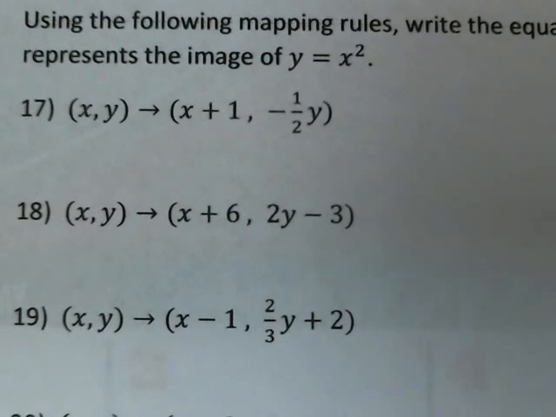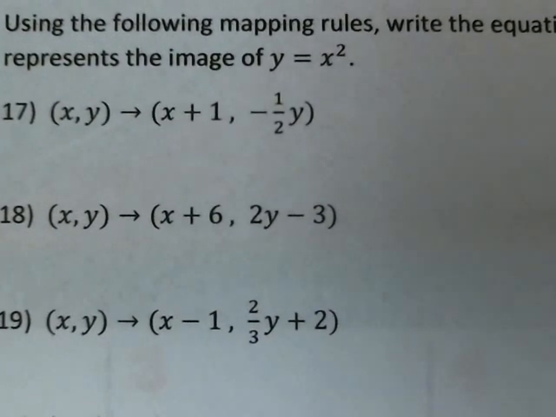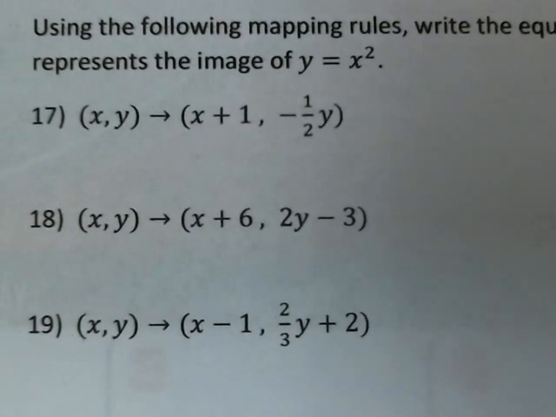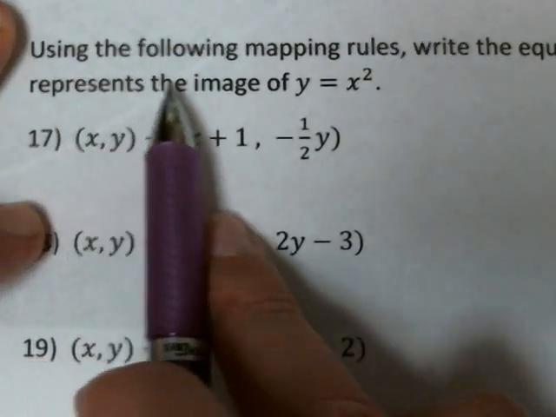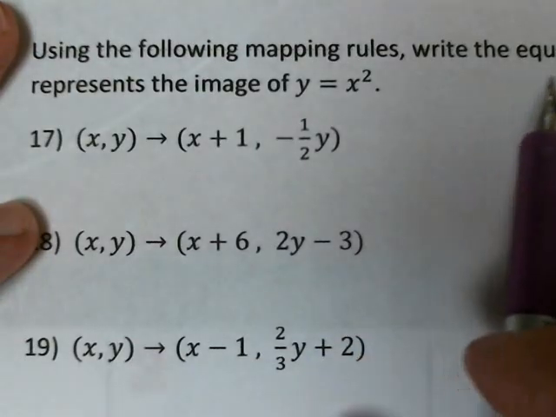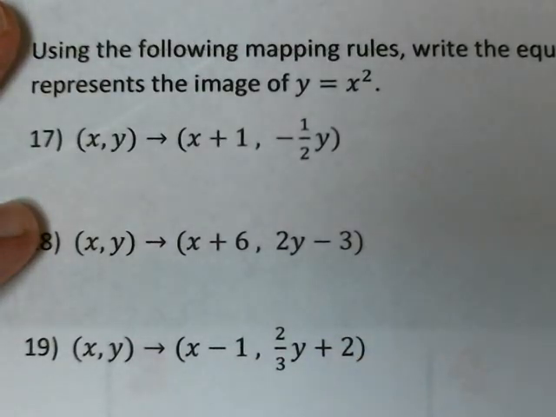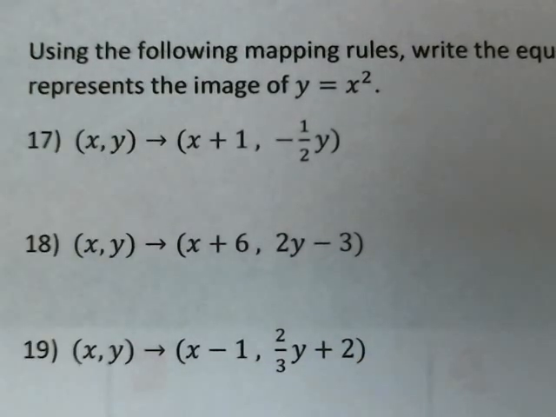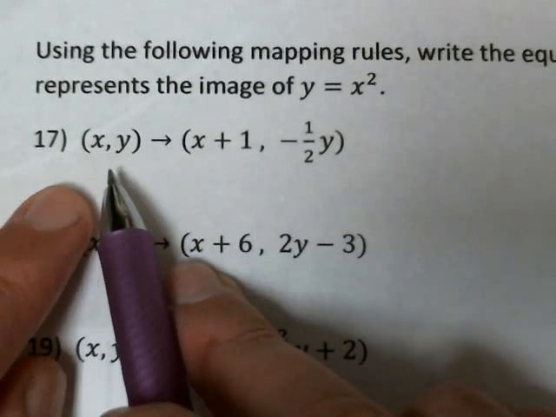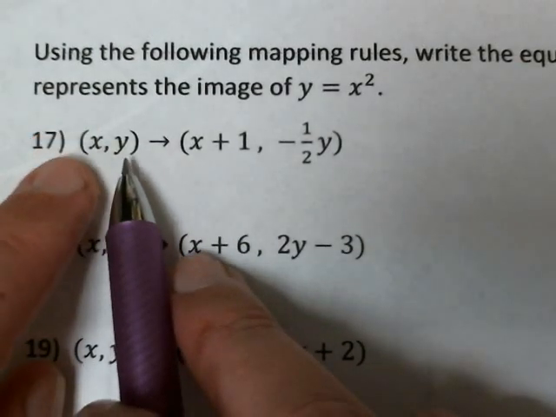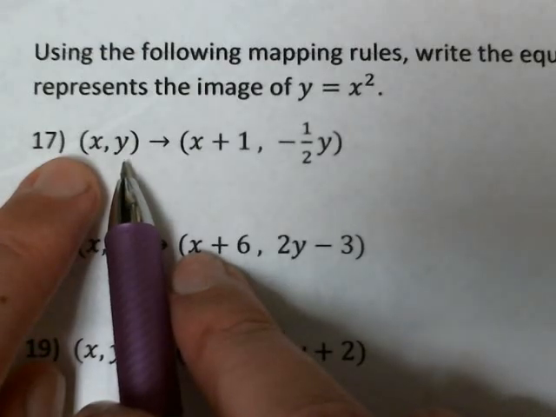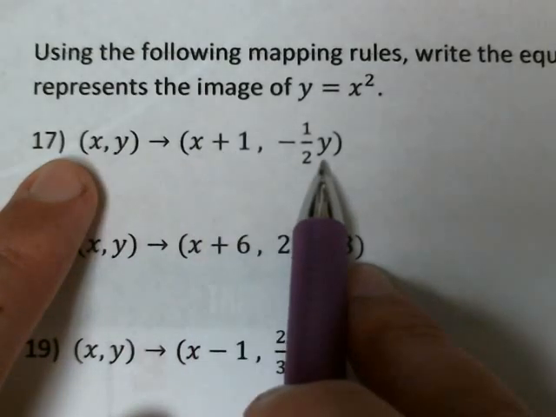This is something I added a couple of years ago. This is super easy. It won't take very long. So, okay. So this says using the following mapping rules, write the equation in vertex form that represents the image of y equals x squared. Okay. This looks complicated. It's super easy. So what this is saying, guys, is it's saying I'm going to take a point. I'm going to take my vertex, x comma y, and then I'm going to do this to it, and then I'm going to do this to it.